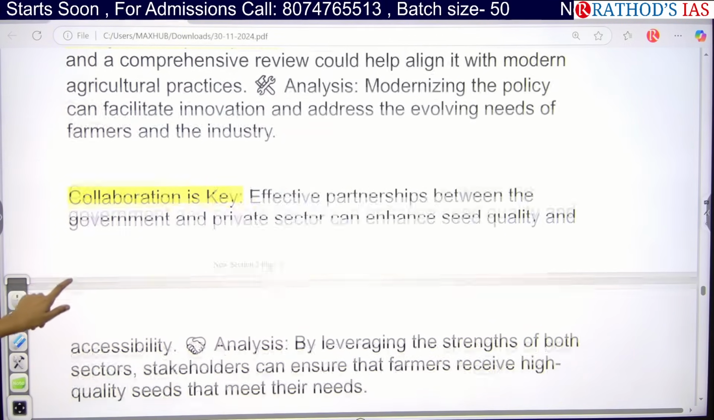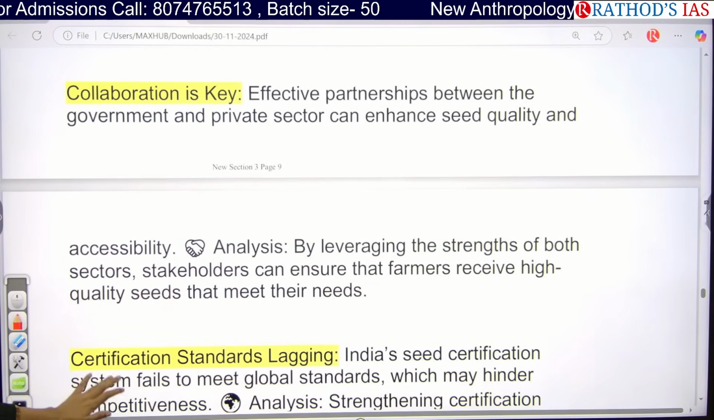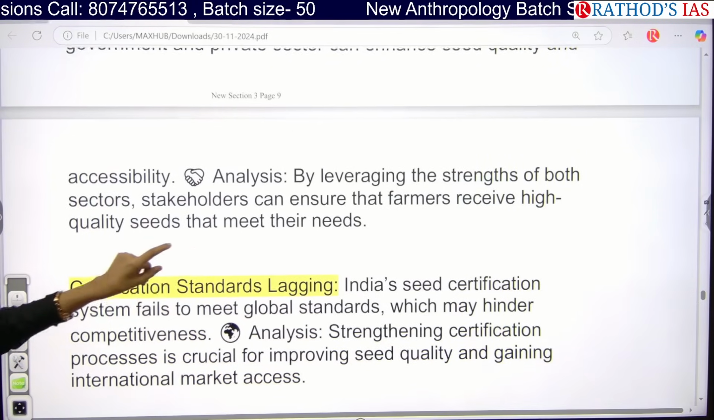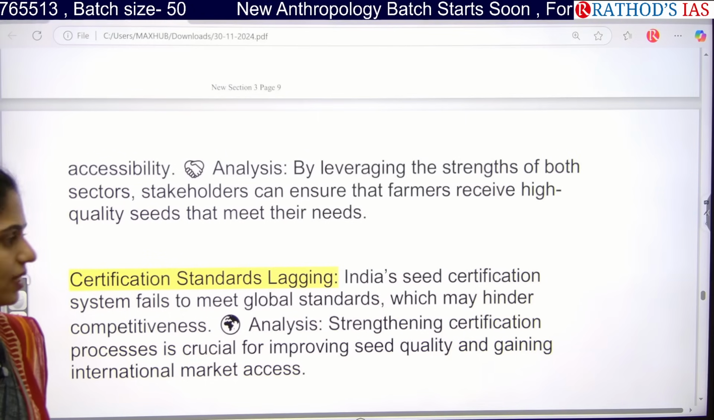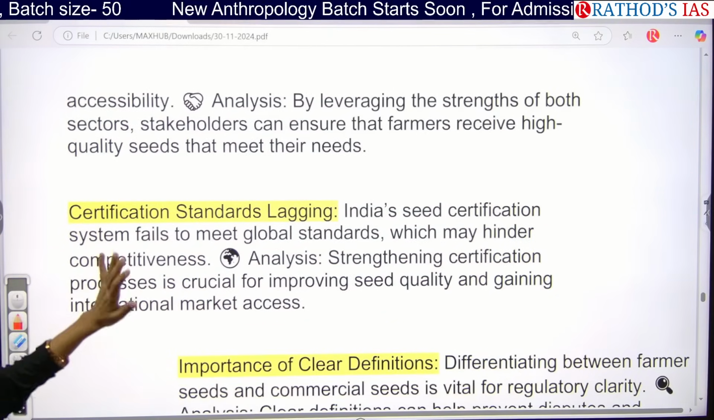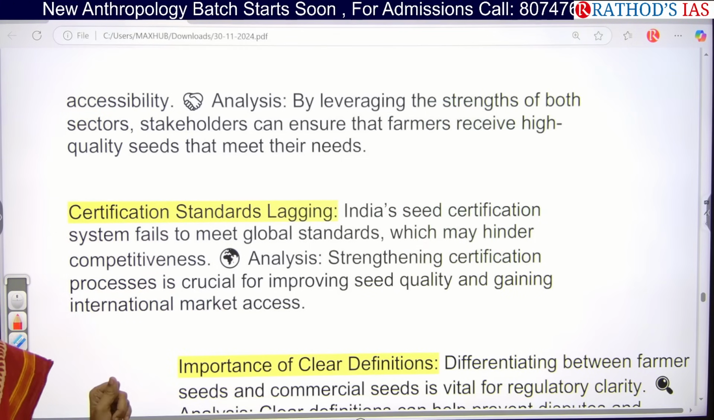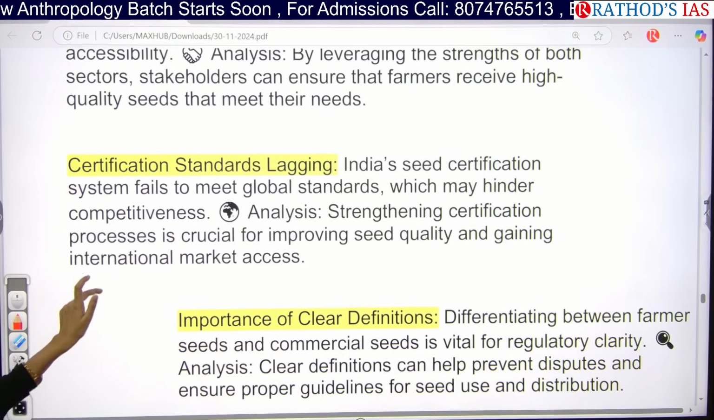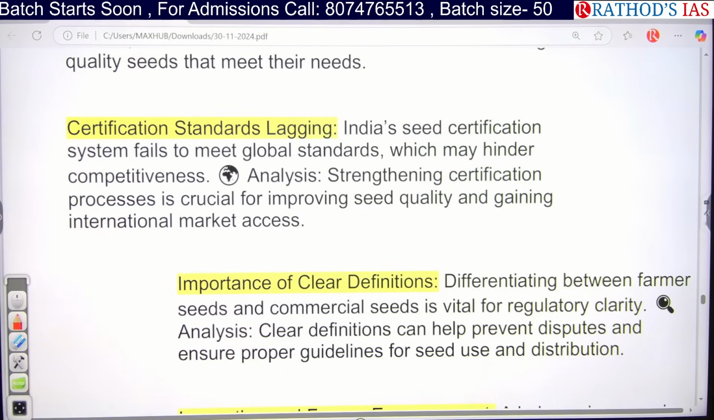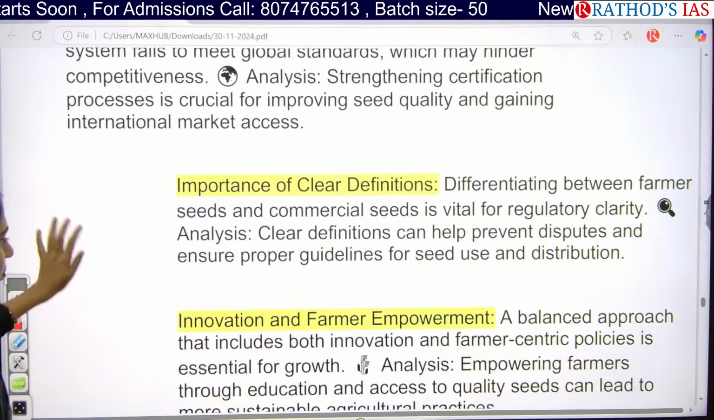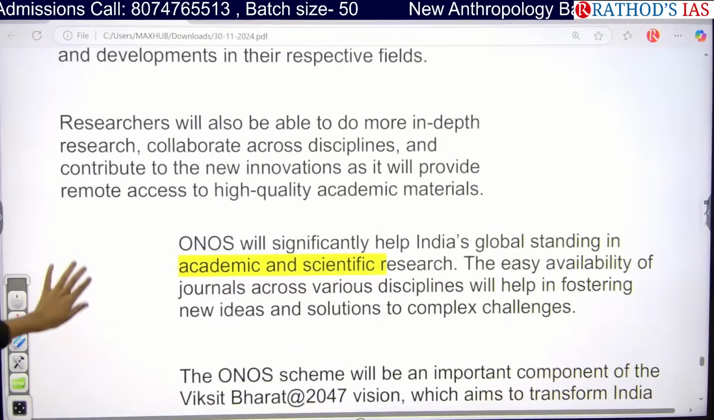And next one here is we need to come up with the effective partnership between the government and as well as private sector, so that we can enhance the quality of seeds and as well as accessibility of seeds. So because of this, now farmers, they will be receiving high quality seeds that will be helping for them to meet their needs. And next one is we can also go for certification as well. So when we are going for certification, we can decrease adulteration of seeds, and we can improve the quality of seeds, and as well as we can also gain international market access, and our seeds will be becoming competitive in international markets. Okay.